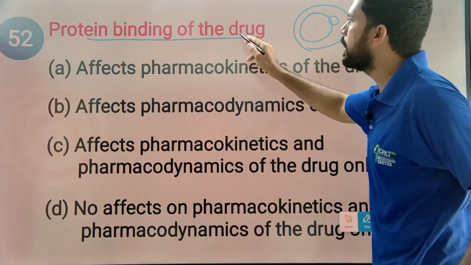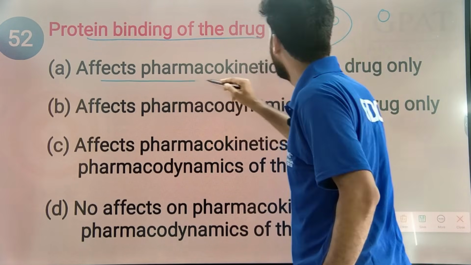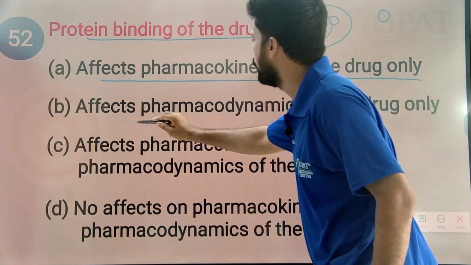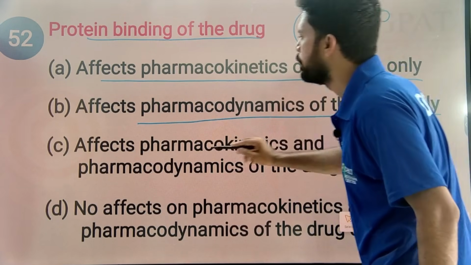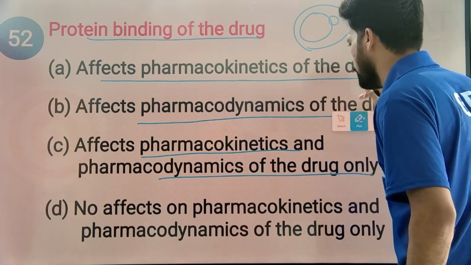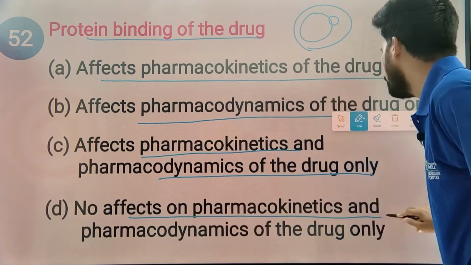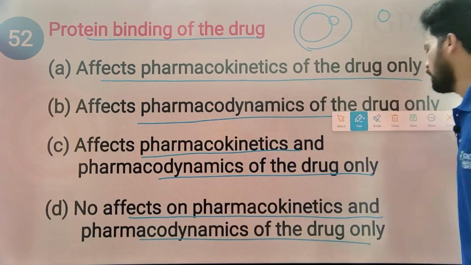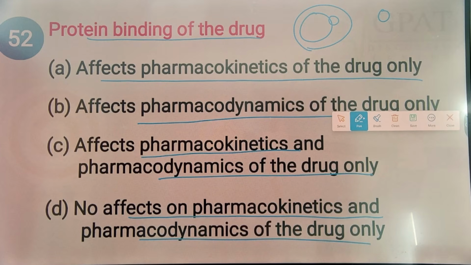So protein binding of a drug: affects pharmacokinetics of the drug only, affects pharmacodynamics of the drug only, affects pharmacokinetics and pharmacodynamics of the drug, or has no effect on the pharmacokinetics and pharmacodynamics of the drug. I hope you already got the answer.